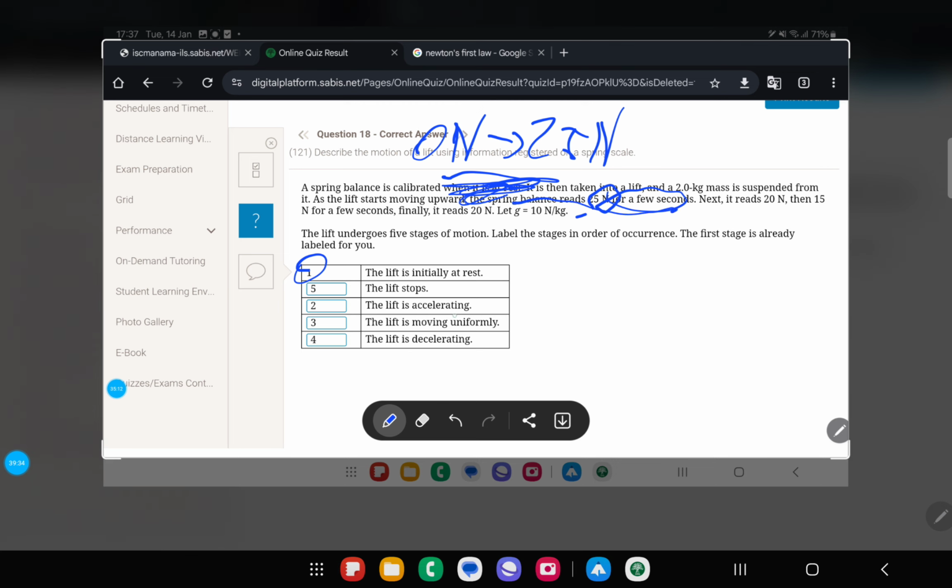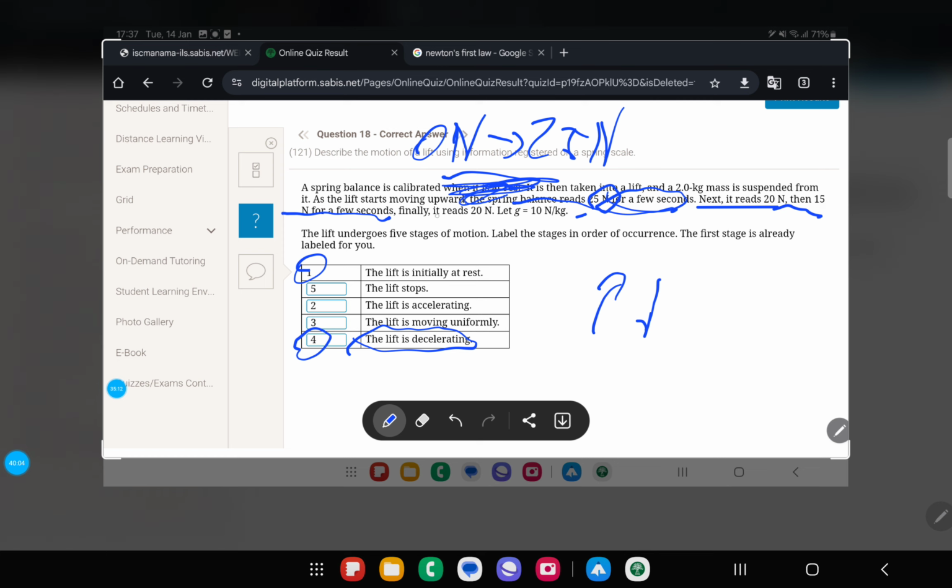Now we go to step 3. The lift is moving uniformly. Now it's at constant speed, right? It's 20 Newton. Then it reaches 15 Newton for a few seconds. So when it's at 20 Newton, it's moving uniformly at constant speed. But then it decelerates. Number 4, the lift is decelerating. It reaches from 20 Newton to 15 Newton for a few seconds. So it's decelerating from 20 to 15.